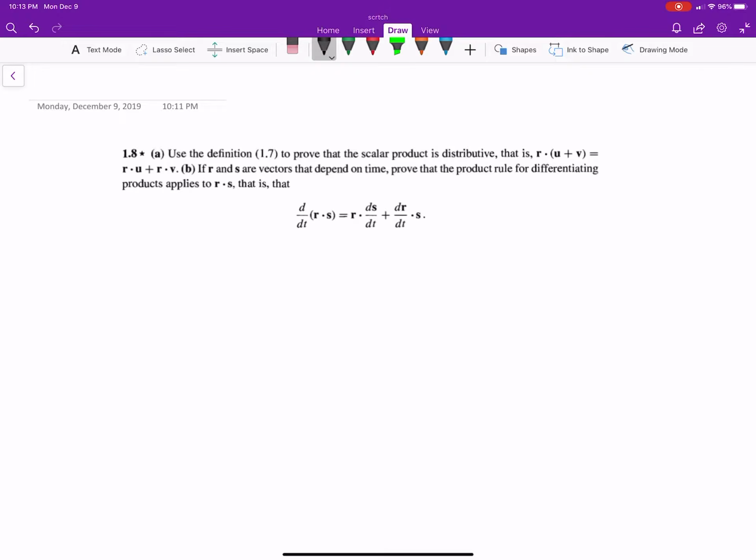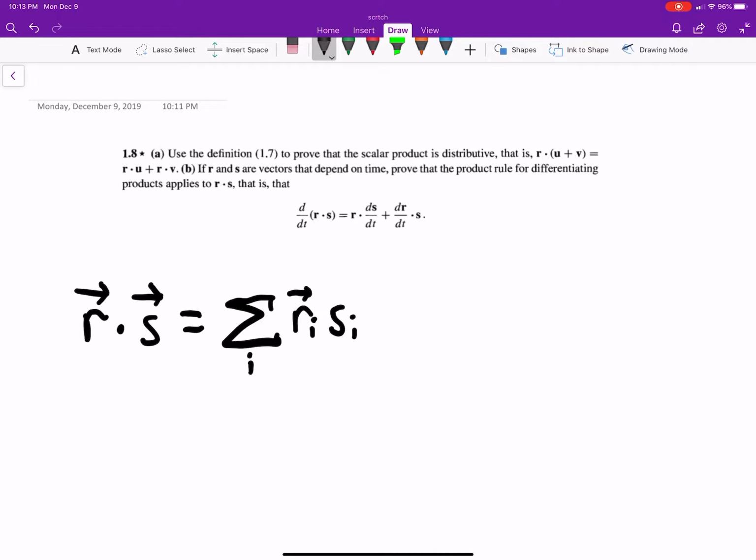Okay, so the first thing that we've shown from before is that r dotted with s, and we used this notation in the previous problem, is the summation over i of r sub i times s sub i. And these are vectors.